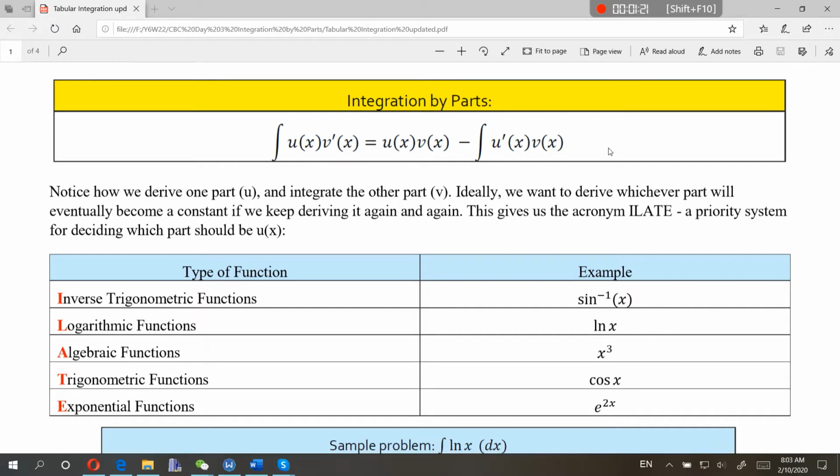So we've got a priority listing here for what we should use for u of x, the part that we derive, with the acronym ILATE. So if you see an inverse trig function, that should be a priority for what you derive. Then logarithms, polynomials, algebraic functions, trigonometric functions, and then exponential functions.